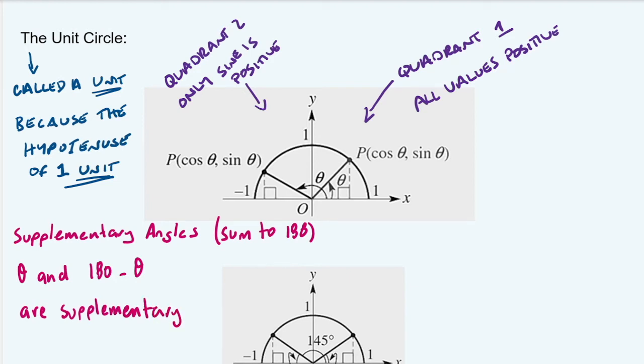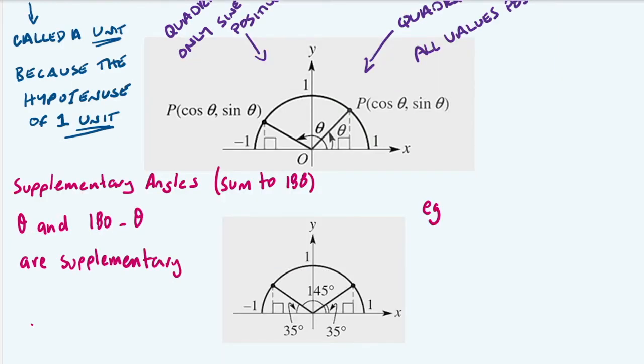Okay, so 180 minus theta and theta, they are supplementary. If we look at a couple of quick examples, if I take cos of 145, then its supplementary will be minus cos 35, because we're going from the other direction. So cos 145, that's in one quadrant, minus cos in the other quadrant. Sine is going to be positive no matter which way around you go, but tan will be positive and negative.